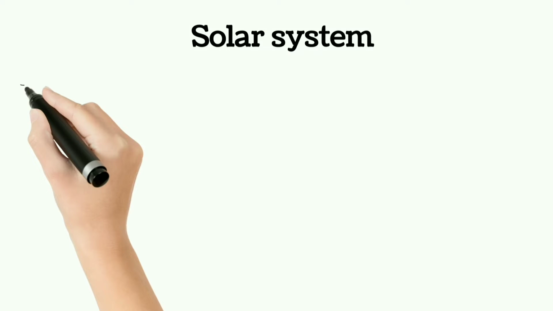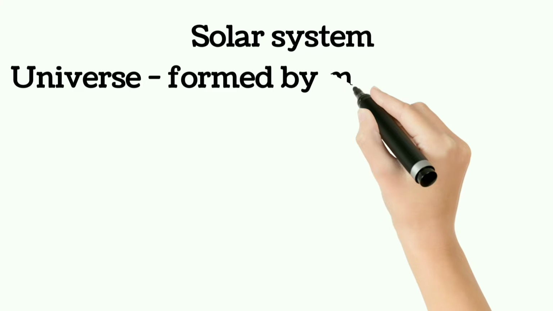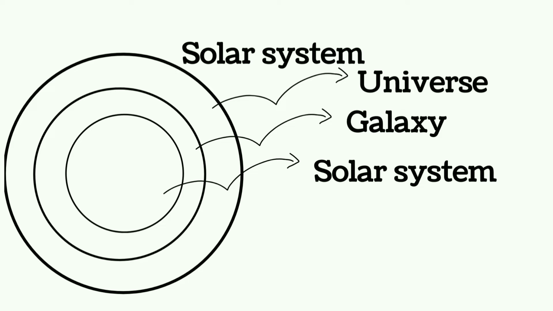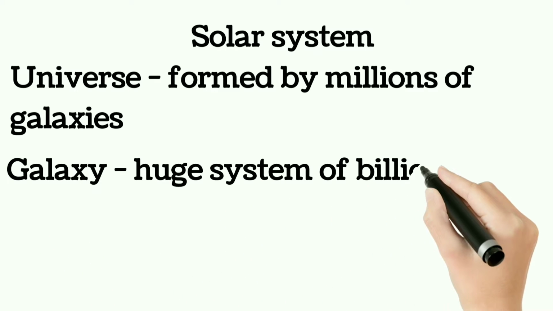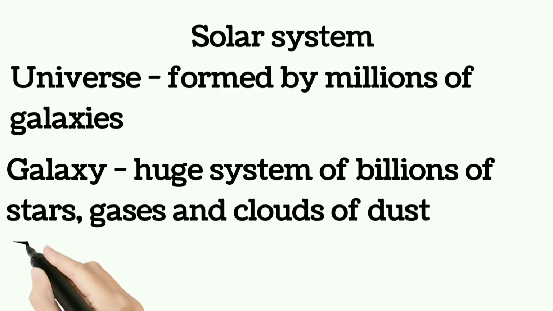This solar system is a part of a galaxy, and these galaxies are a part of the universe. So let's try to understand what a universe is. A universe is a collection of millions of galaxies. Here, if you see, this is a universe, and this universe has millions of galaxies, and a galaxy is a huge collection of stars, gases, and clouds of dust. Right? Is it clear? So a universe is millions of galaxies, and when millions of galaxies are formed together, it is known as a universe.